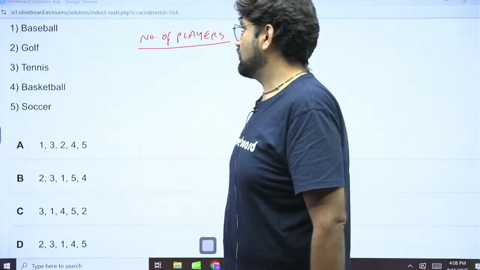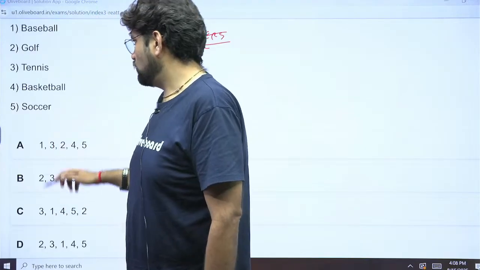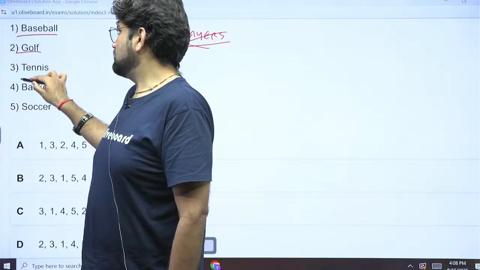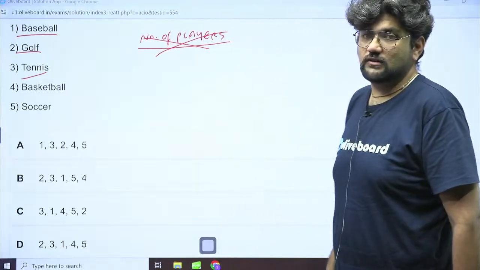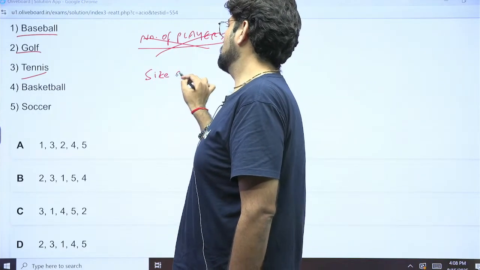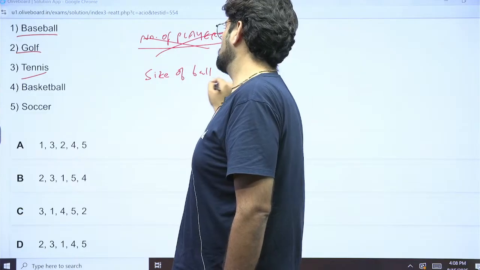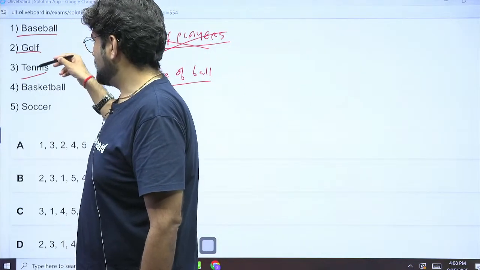Now what else can be the possible thing? So this is not the case. Just check. The first position is 1, 2, 3, 2. So 1, 2 and 3, baseball, golf and tennis. What else can be the reason here if that is not the case? The other thing is size of ball. Okay. So the playing ball in baseball, golf, tennis, basketball and soccer.